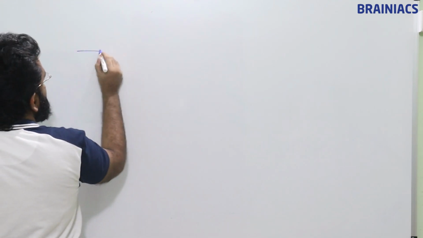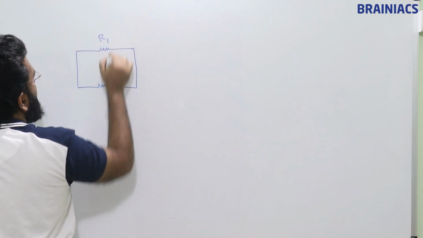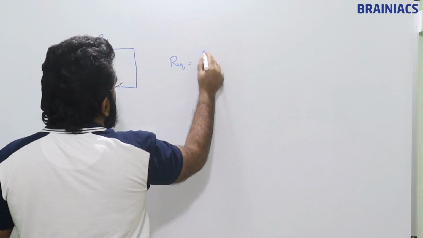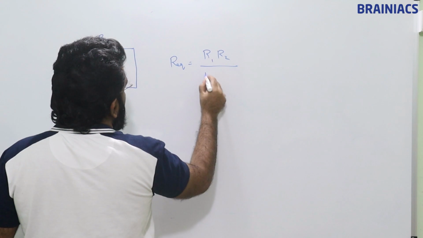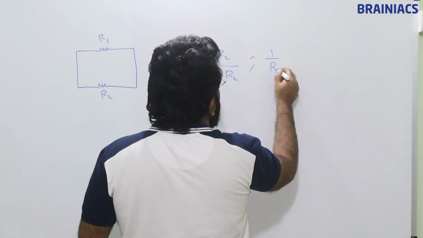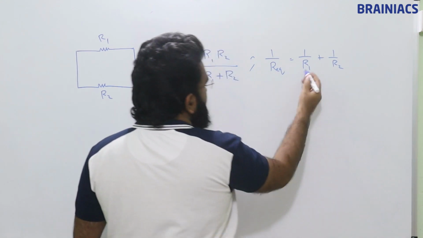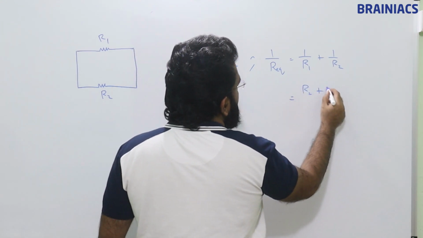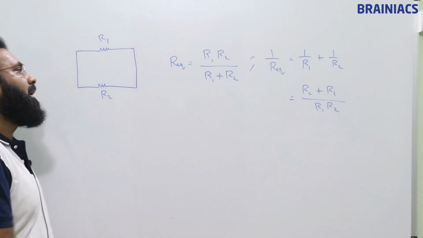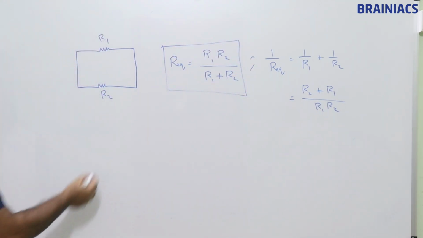Suppose if two resistances R1, R2 are connected like this, then R equivalent can be directly written as R1 R2 divided by R1 plus R2. Just like from the previous formula, 1 by R equivalent is equal to 1 by R1 plus 1 by R2. If we solve this, we get R2 plus R1 divided by R1 R2. If we take the reciprocal, we get this formula. So if we get two resistances, directly apply this formula and get the answer.